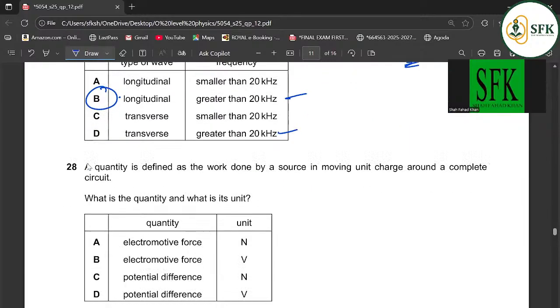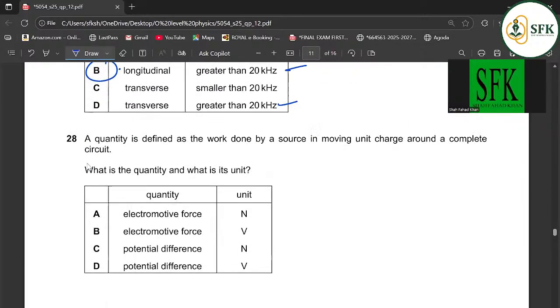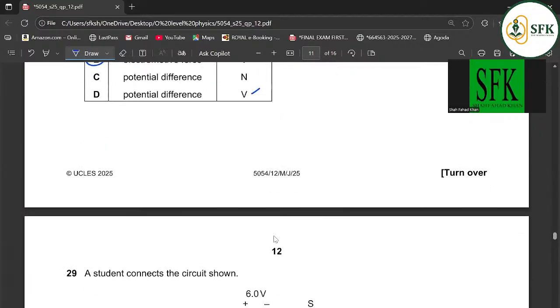A quantity is defined as the work done by a source in moving unit charge around a complete circuit. What is this quantity? It's EMF basically. EMF, it's a definition of EMF.